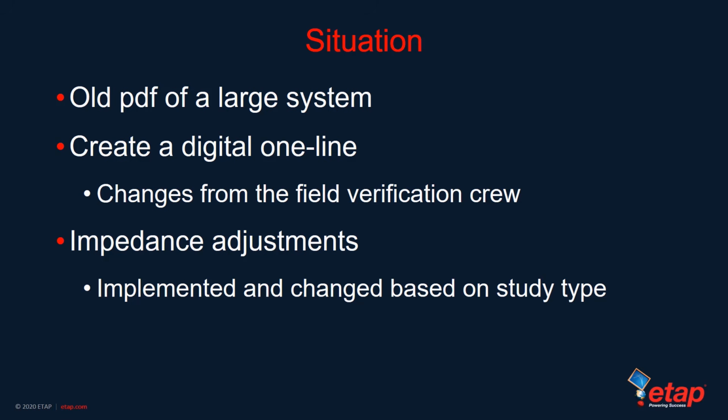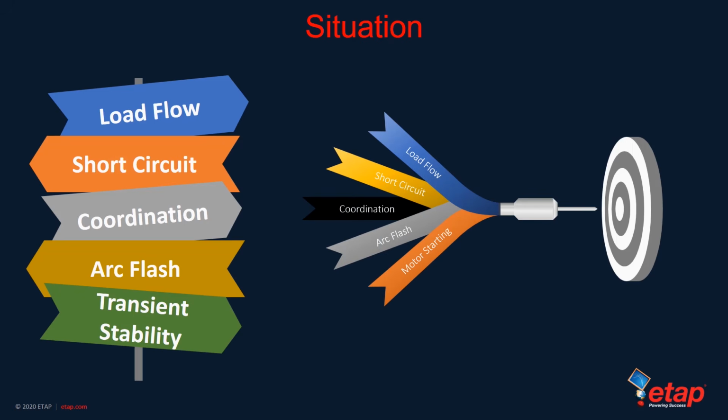Also, different engineers are given the task to run studies based on their expertise. And then they have to consider adjustments based on the study they are performing. Impedance adjustments are implemented and changed based on study type. And because studies pull you in different directions, typically we wait till one person is done before you can finalize what you are doing. But this is not how we could be doing it with the correct processes in place, which we will learn about.